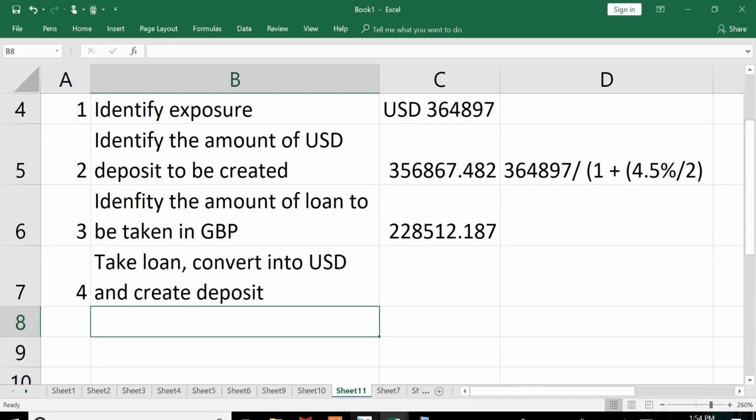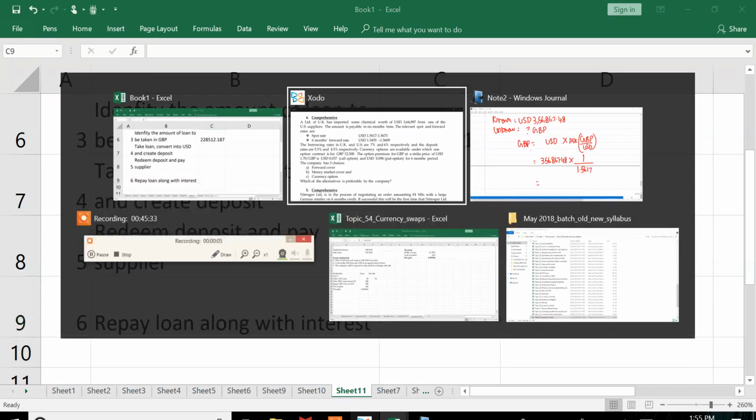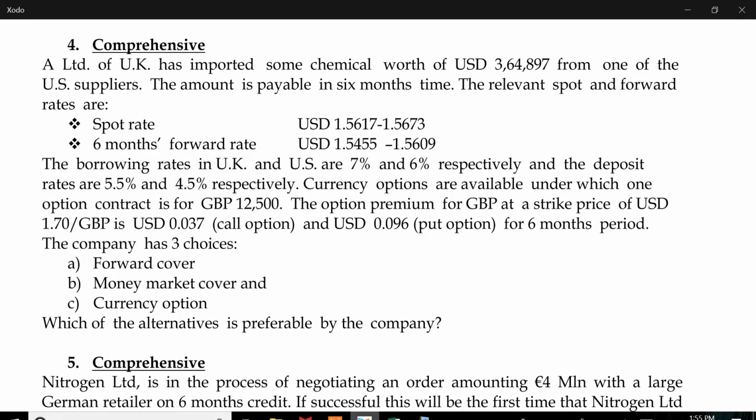Be extremely careful about bid and ask rate. 228,512.19 is the amount of loan to be taken. Any doubts on that? Then point number 5, redeem deposit and pay supplier. Whomever I have to pay, I'll redeem the deposit and pay that person, because the deposit will mature to 364,897. I'll pay whoever I need to pay this amount. Then repay loan along with interest. In UK, the interest rates are 7%.